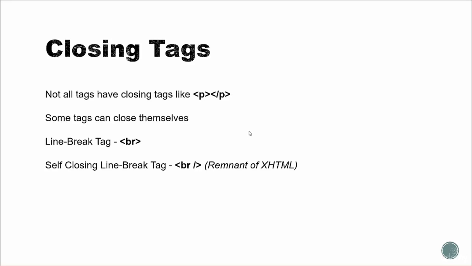Now some tags can close themselves, such as a line break. So in this example, you can see we just have one BR. We don't have the closing tag with the slash. Now you can use self-closing tags, such as this line break. You can see we have a slash here. This is needed for XHTML. So if you're writing XHTML and you use the XHTML doc type, then you want to make sure that you have your slashes and your self-closing tags.